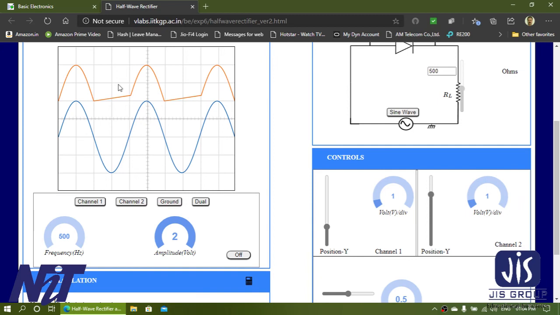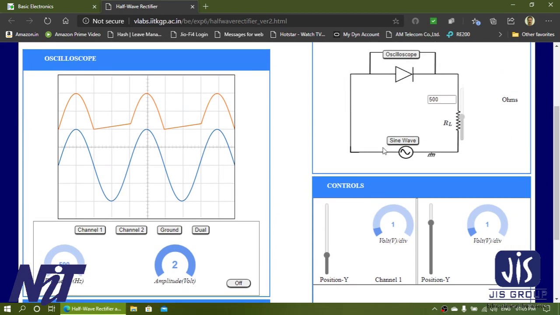Now read the output waveform from channel 2. Channel 2 is also set at 1 volt per division, so that will be 1 and 2, that means 2 volt peak, 1 positive peak is there. As it is a half wave waveform, when this positive peak arrives at the anode side of the diode, it will pass through, and only the positive peak is available at the cathode side. This is your output from here.